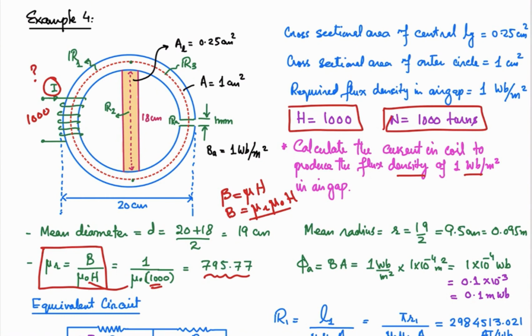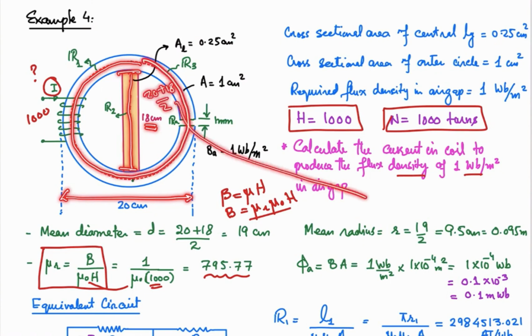So first of all, I am going to look at the length of this core structure, and for that I need to look at the diameter. The outer diameter is 20 centimeter, and the inner diameter that is given to us over here is 18 centimeter. So what will be the average diameter? The diameter of the central path will be equal to 20 plus 18 divided by 2.